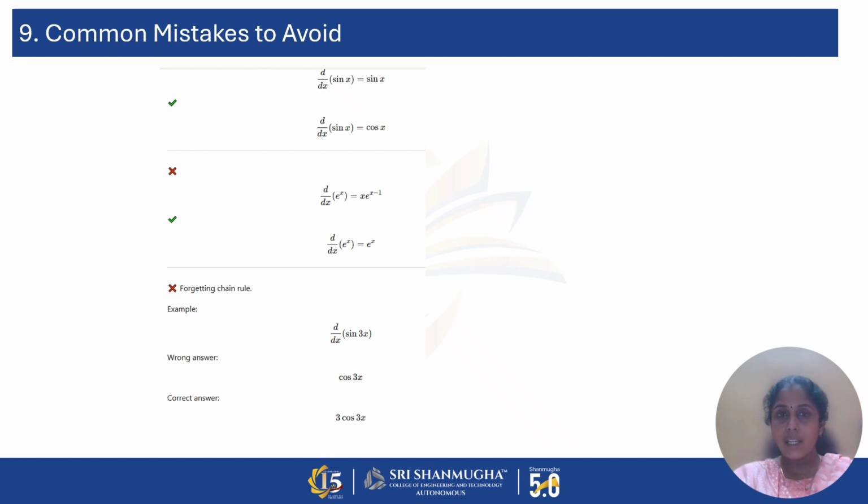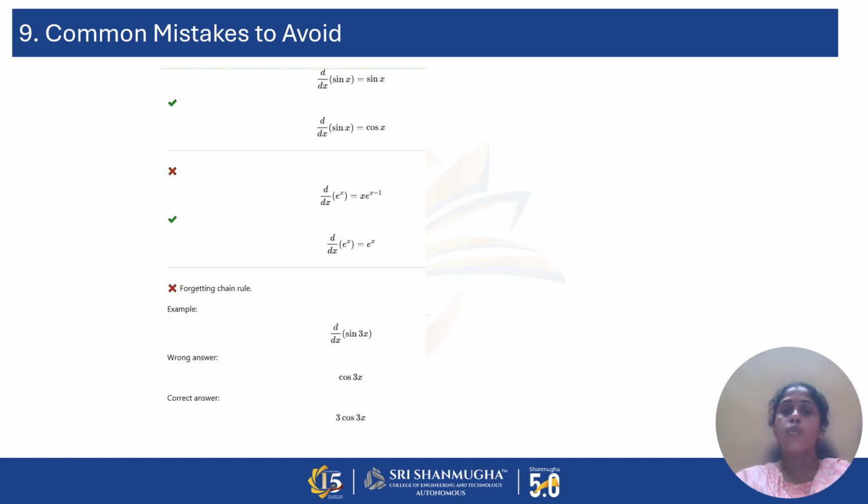Common mistakes that you can avoid: d by dx of sin x equal to sin x. Students usually do this, but it is not sin x. d by dx of sin x is nothing but cos x. And d by dx of e power x is x e power x minus 1. No, whenever exponential powers are there, it is e power x only.